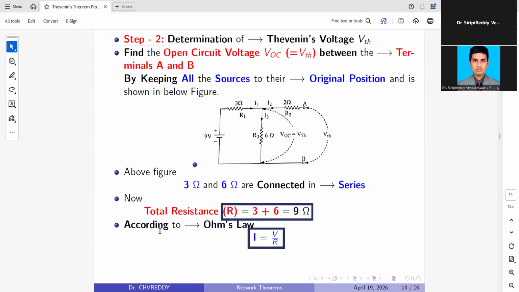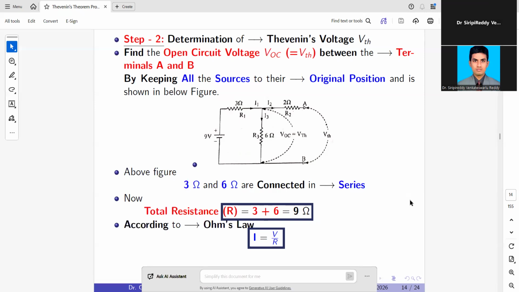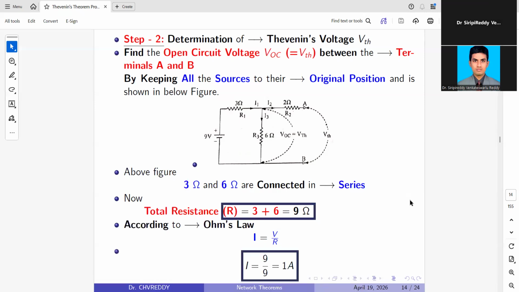According to Ohm's law, I equals V by R. Here we know the voltage, 9 volts, which they have given, and we have identified the equivalent resistance, 9 ohm. If you substitute, I equals 9 by 9, which is 1 amp. So the current flowing through this loop is 1 amp.